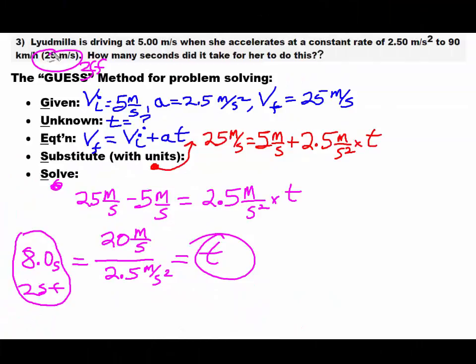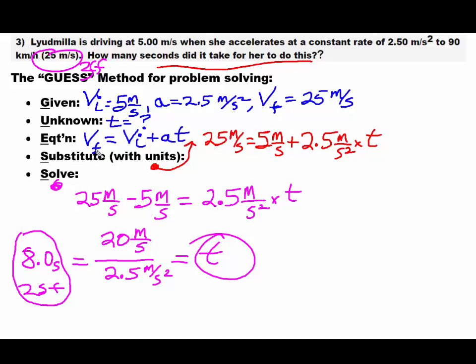Demonstration problem 3. Ludmilla is driving at 5 meters per second when she accelerates at a constant rate 2.5 meters per second each second to 90 kilometers per hour, which is 25 meters per second. How many seconds did it take for her to do this? Given, the initial velocity is 5 meters per second. The acceleration is 2.5 meters per second each second. The final velocity is 25 meters per second. The unknown, how many seconds did it take her to do this? That is, what is the time?